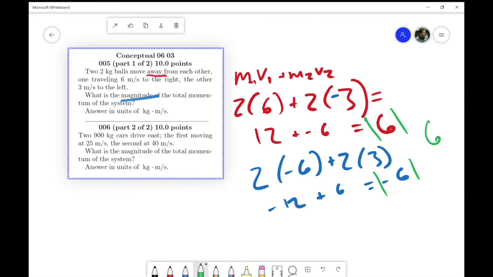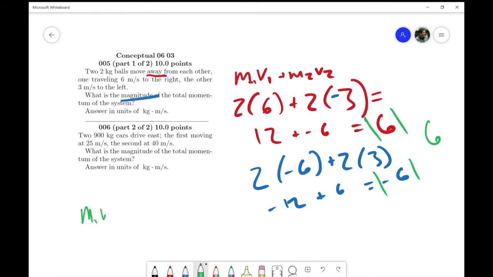Now, moving on to question number 6. In this case, the objects are going in the same direction. They're both going east. They just have different velocities. So again, it's going to be a basic problem. We're just going to add up m1v1 plus m2v2. Again, there's no other side of the equation. You're just getting the total.